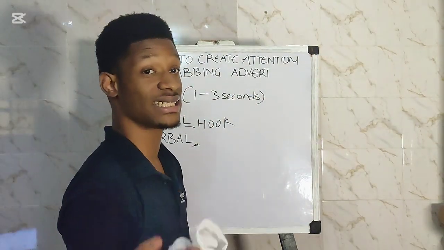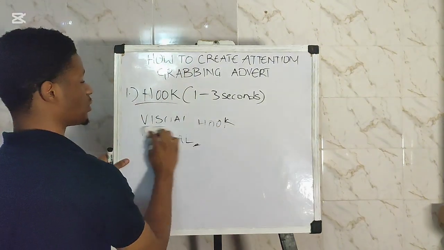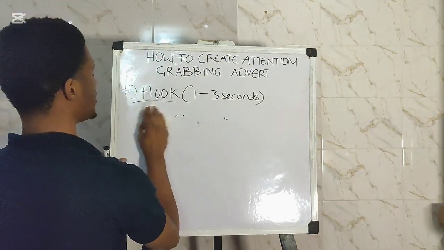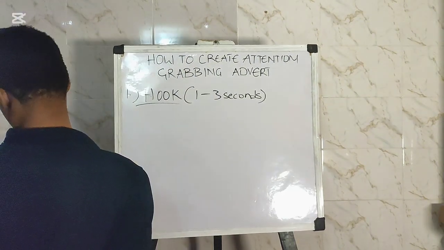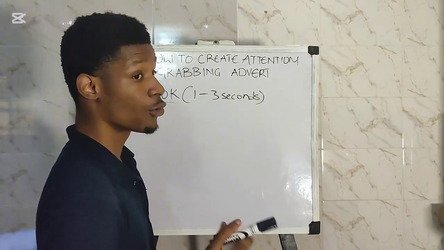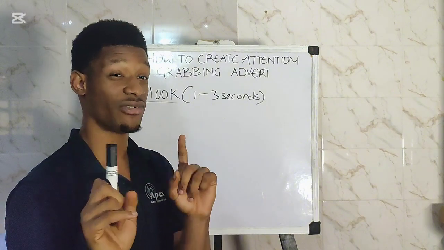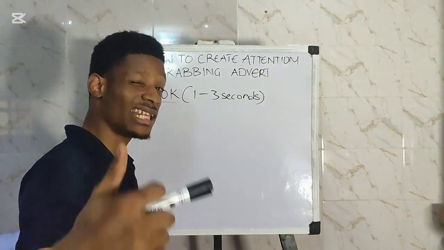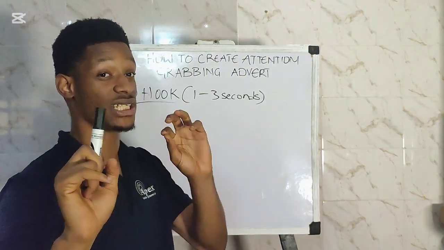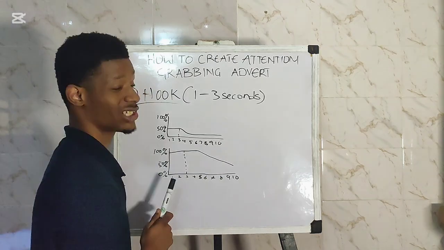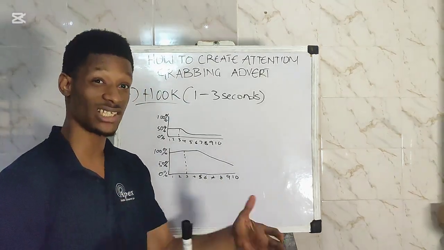Now, I want to show you guys this graph. This graph is going to make you understand why audience retention, or grabbing people's attention using your hook, is very important. I'm going to show you guys exactly why your first 3 seconds is very important using this simple graph. This is called an audience retention graph.